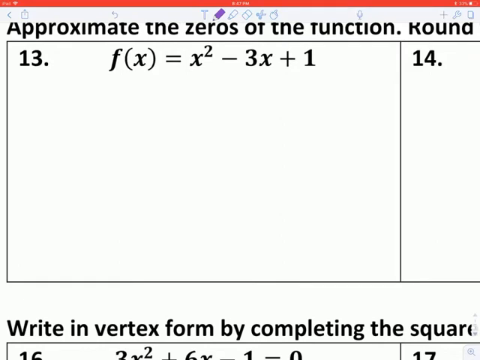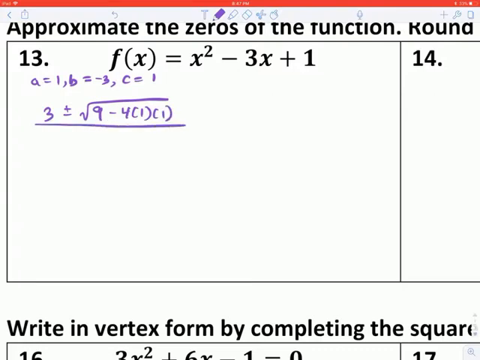In this case, a is 1, b is negative 3, and c is equal to 1. So let me just go ahead and plug that in. I get a positive 3 because there was supposed to be a negative, but then when I put a negative, it becomes positive. Plus or minus the square root of b squared, which will be 9, minus 4 times 1 times 1. And then on the bottom, I'll get 2a, or 2 times 1.